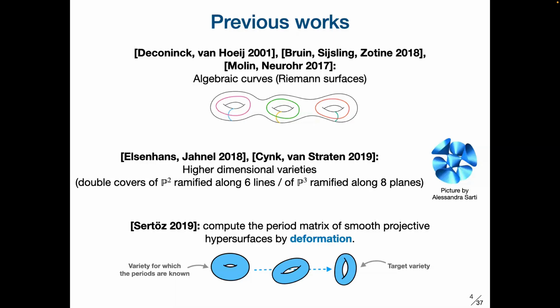of Emil Sartos for computing the period matrices of any smooth projective hypersurface, and it does so by deformation. The main idea being that you start with a variety for which you know the periods because you have an explicit formula for them, and you deform it to a target variety for which you want to know the periods. And if you manage to track how this deformation affects the periods themselves, then you can recover numerical approximations of these periods.